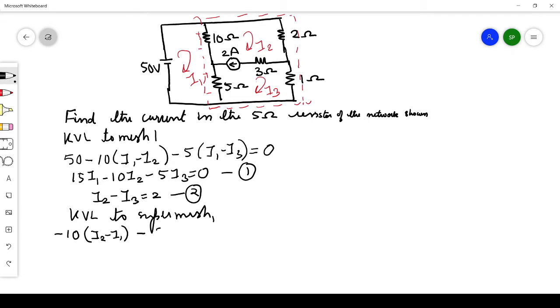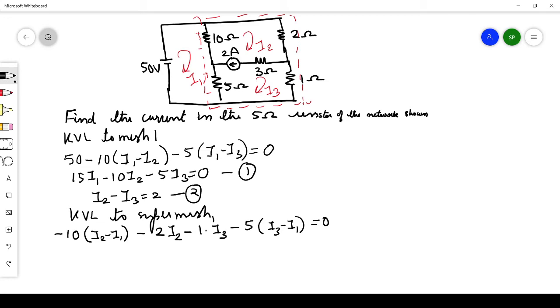Then minus 2 into, what is the current flowing through the 2 ohm resistor? It is I2. Then you have the 1 ohm resistor. The current flowing through 1 ohm is I3. Then you have the 5 ohm resistor. The current flowing through the 5 ohm resistor is I3 minus I1. So that is equal to 0.